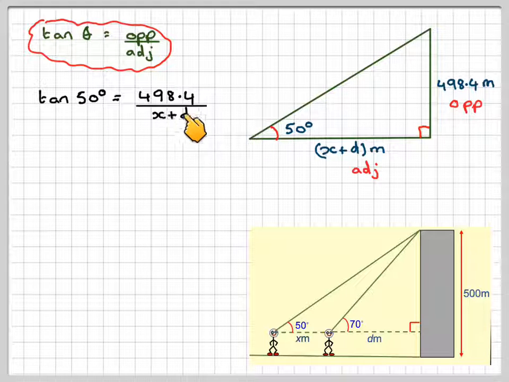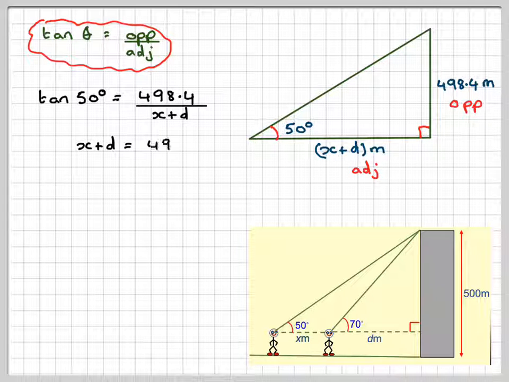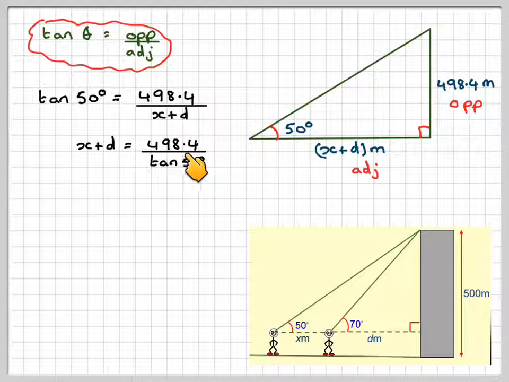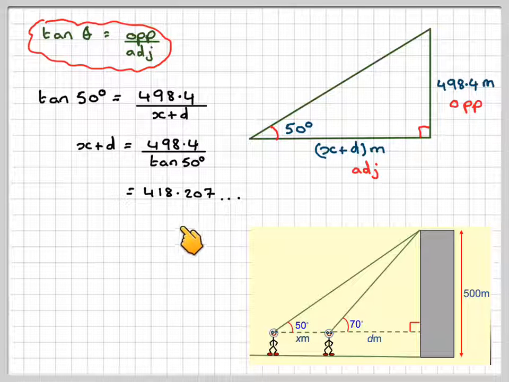So rearranging that, treating x plus d as one thing, that will come up here and this will come down here. So we get x plus d is 498.4 divided by tan 50, which will give me 418.207. So we want to find x, so x will be this distance here, which is 418, minus the value of d that we calculated in the first part of the question.